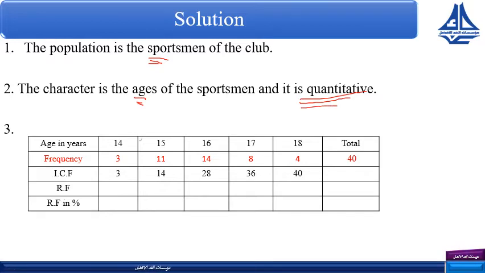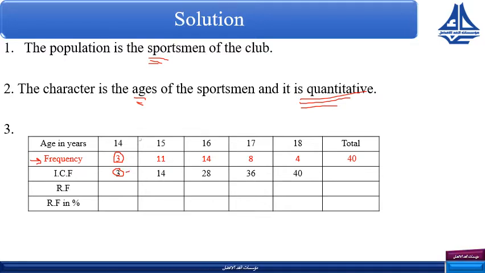Now for part 3, we should calculate the frequencies. Look here, guys, I interchanged these rows. I put ages, then frequencies, as we usually work: variable, frequency, then ICF. First, we know that the first number of the frequency is the same as the first number in the ICF, which is 3. Now guys, we start to find the values of the frequency.